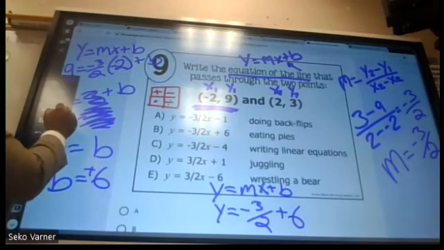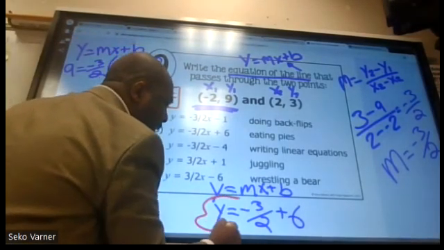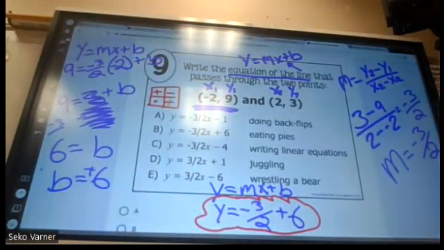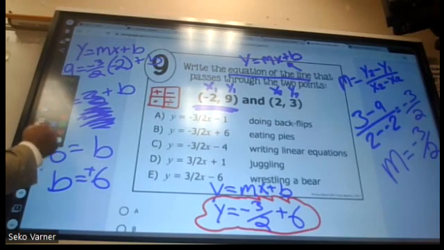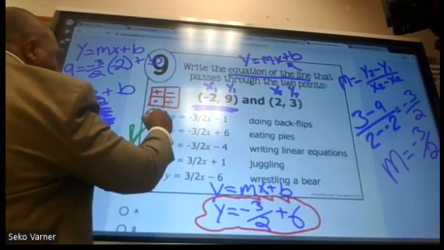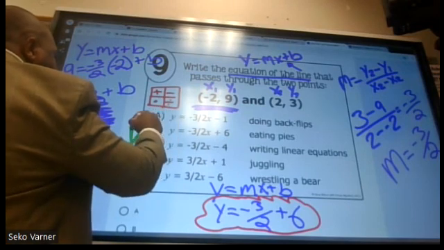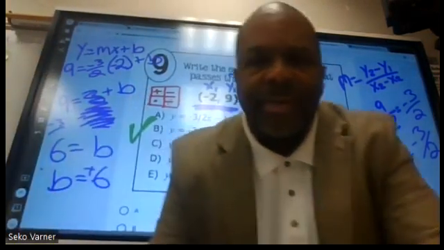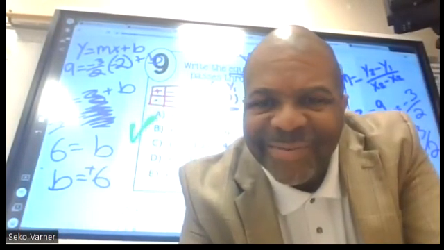And now I filled in everything. And my final answer, bubble wrapping, my final answer is right there. Y equals negative 3 over 2 x plus 6. Do we see that as one of the options? All right. Answer is B. That's how you're going to solve that. Cool. So let me stop the report.